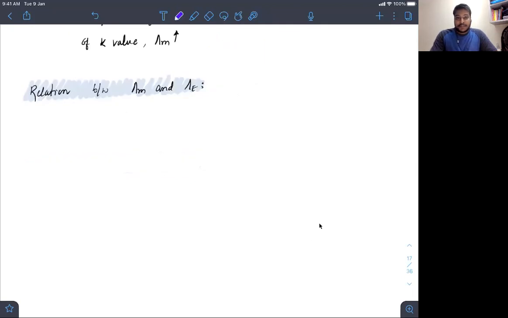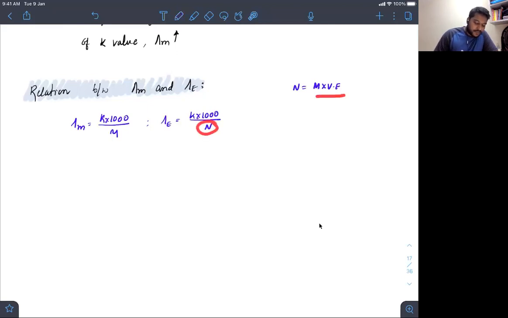Now this is a part which is more peculiarly asked in JEE. That is, how do we relate lambda M versus lambda E? By definition, let me write down lambda M as kappa into 1000 divided by molarity, while lambda E is defined as kappa into 1000 divided by normality. How do we relate molarity and normality, students? Normality is equal to molarity into valency factor. This is how we define it. So instead of the normality term, I can use molarity into valency factor.